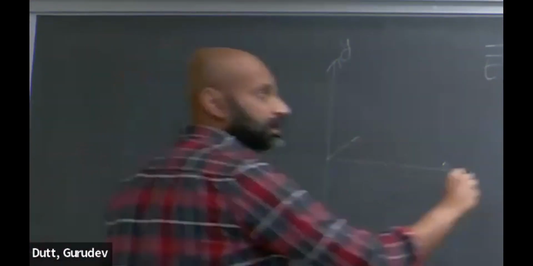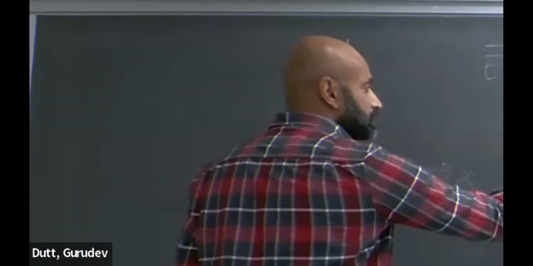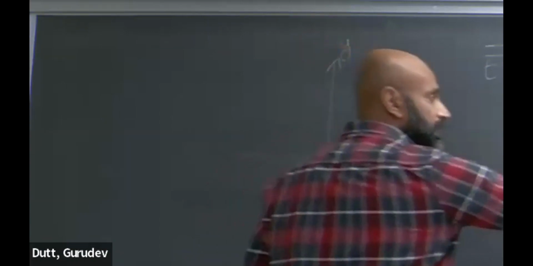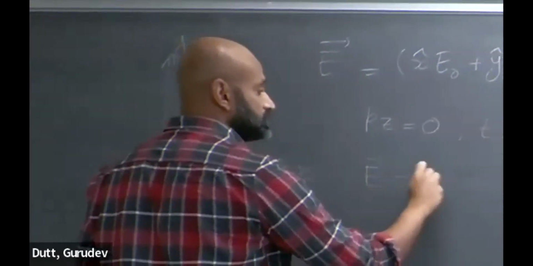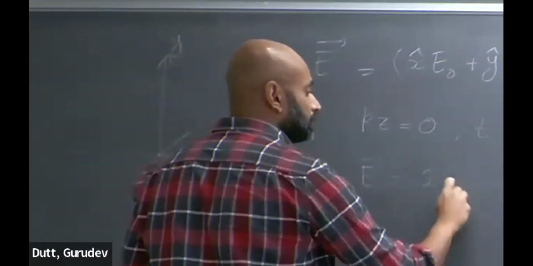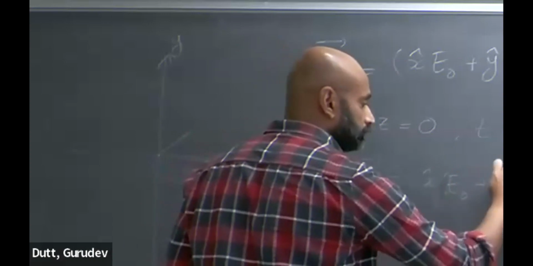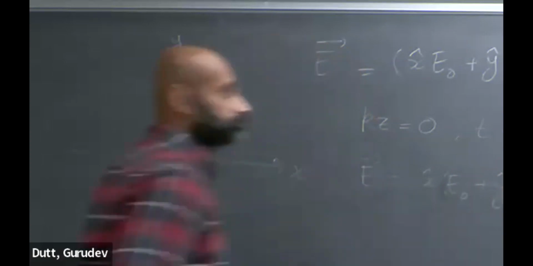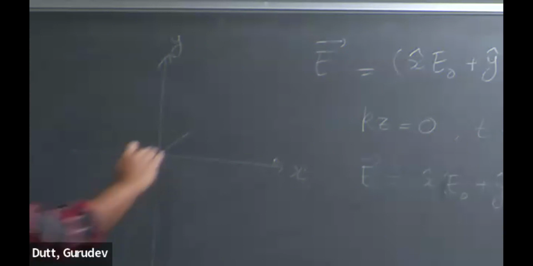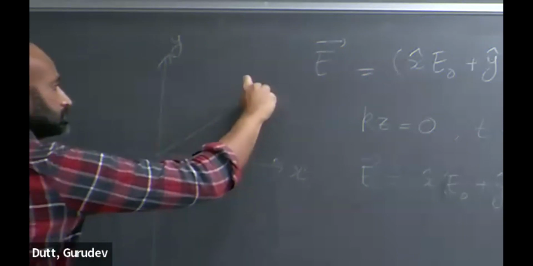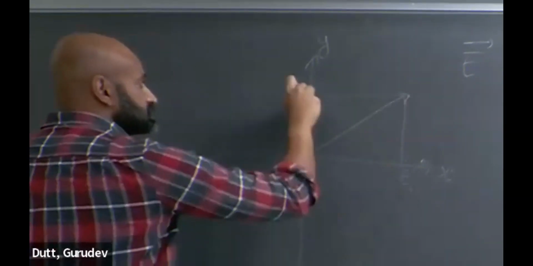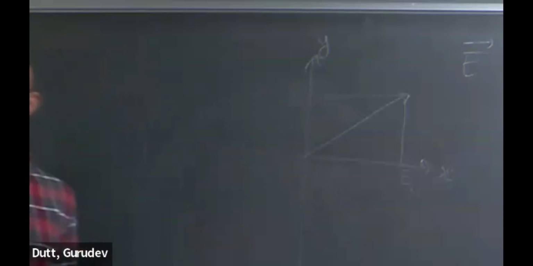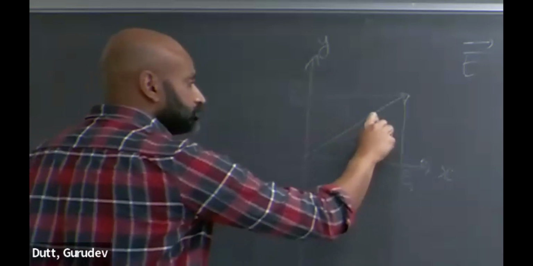So let's say kz equal to 0. So I'm at z equal to 0, and let's say I'm at t equal to 0. So then E at this value is simply x hat E naught plus y hat E naught. Okay. All right. So that means I'm at component E naught along the x-axis, component E naught along the y-axis. I remain at 45 degrees angle with respect to the x-axis.